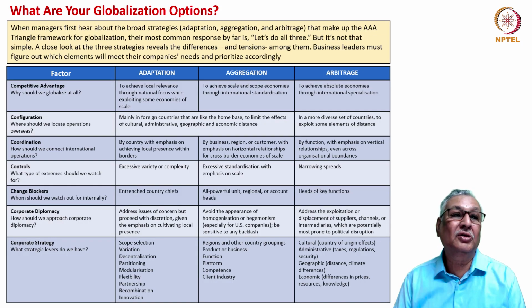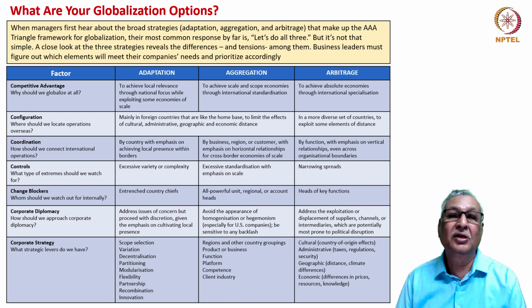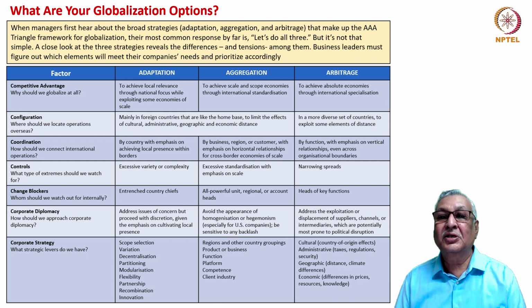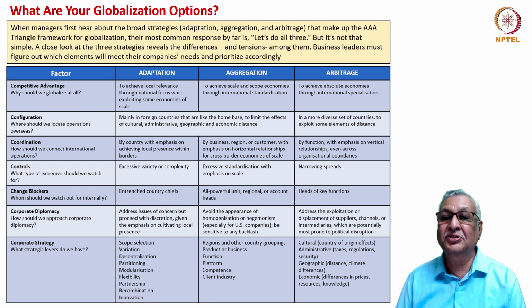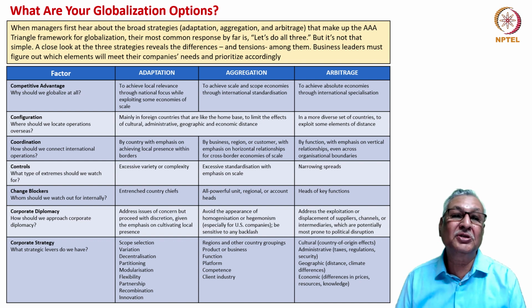So what are the globalization options? When managers first hear about broad strategies of adaptation, aggregation, and arbitrage that make up the AAA triad, the most common response is, let's do all the three. But it is not that simple. A close look at these three strategies reveals differences as well as tensions among them. Business leaders must therefore figure out which elements will meet the company needs better and prioritize accordingly.